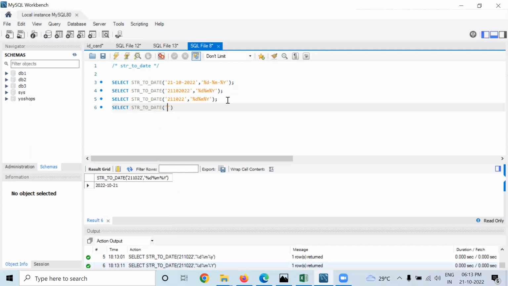If you are taking a totally different date like 2022, then 10, then 21. Now if you are arranging it, how should I put it? Everyone, please tell me. Percentage capital Y, then percentage M, month M, then percentage D. Yes.